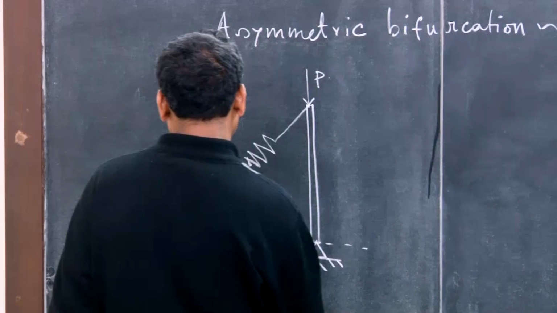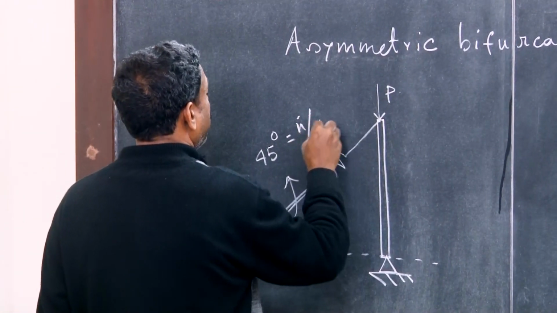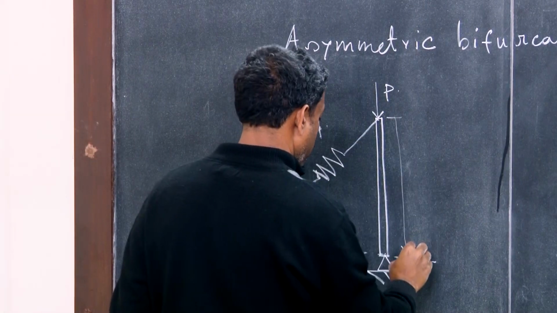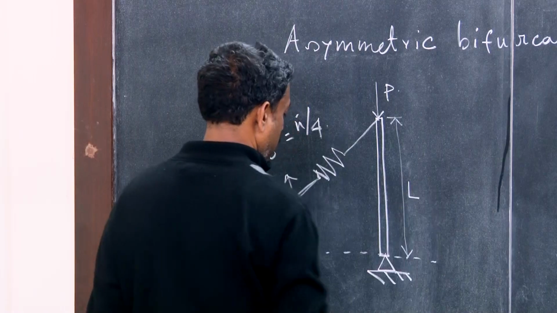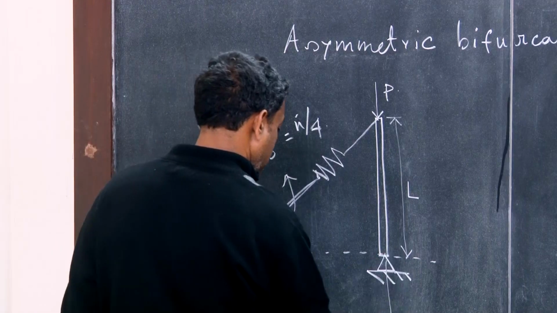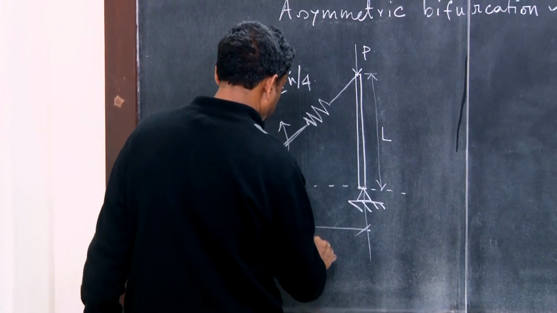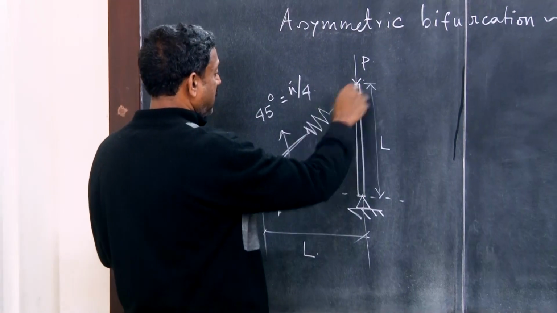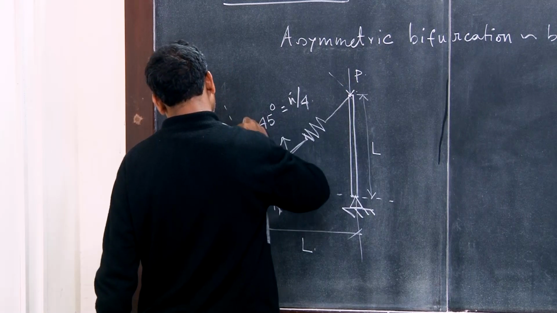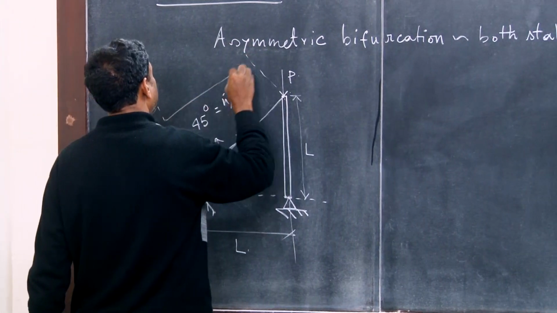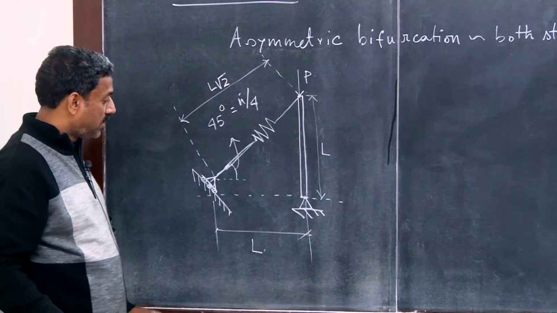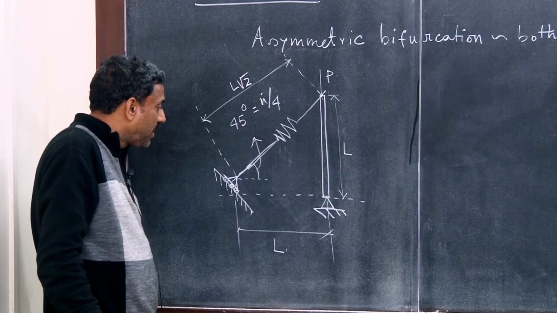Pi by 4. That means pi by 4. This is length L. So, if this is L, then this length is also L, if it is 45 degree, and then this length is L root 2, right. From here to here, this length is nothing but L root 2. This is the hypotenuse for the right angle triangle, right.